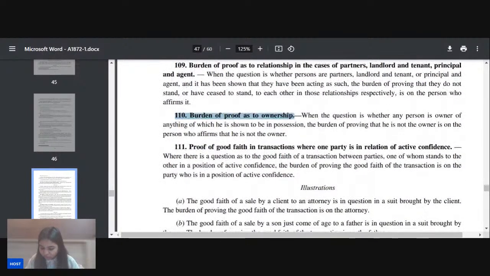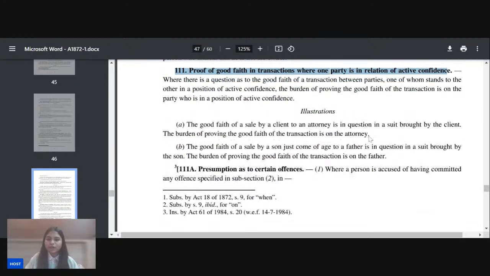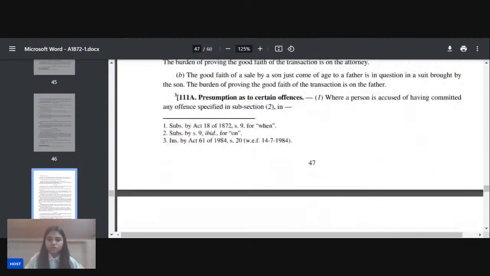And 111, if you see, is proof of good faith in transactions where one party is in a relation of active confidence. If I can prove that one party is in active confidence, and the question is whether the transaction is in good faith or not, then the burden of proving the good faith is on the person who is in the superior position or in the position of active confidence. So for example, if a son is selling some property to his father, then the burden of good faith is on the father, because it might happen that the father induced the boy by undue influence. If that is the case, the father has to prove the good faith.